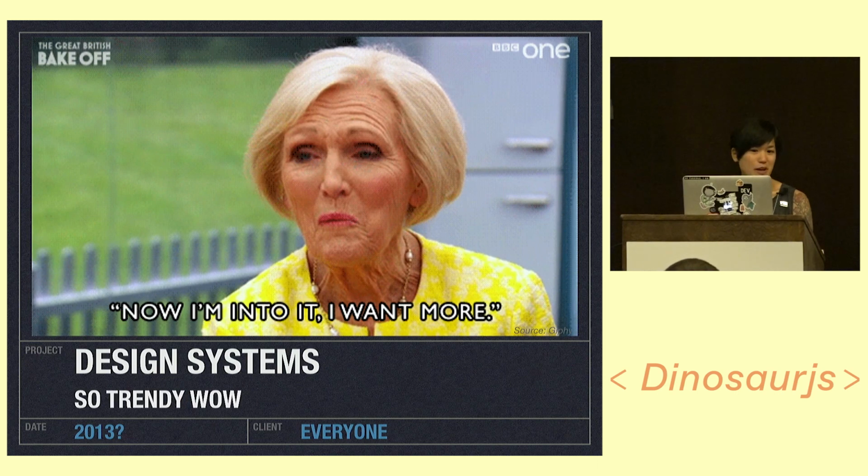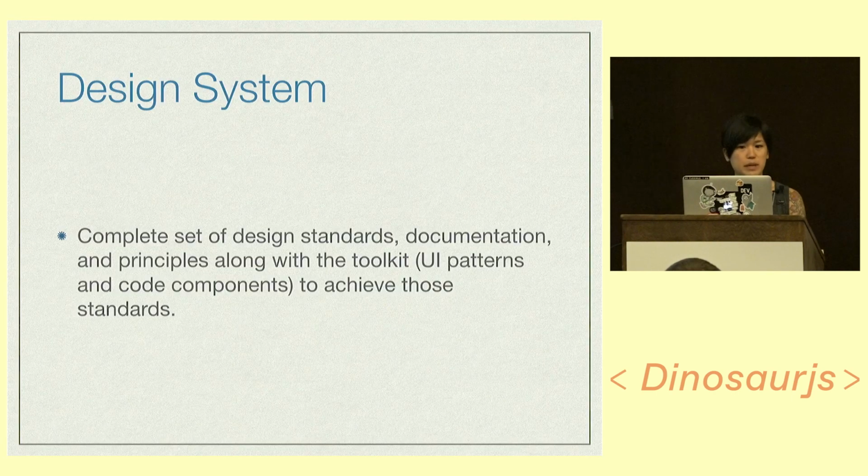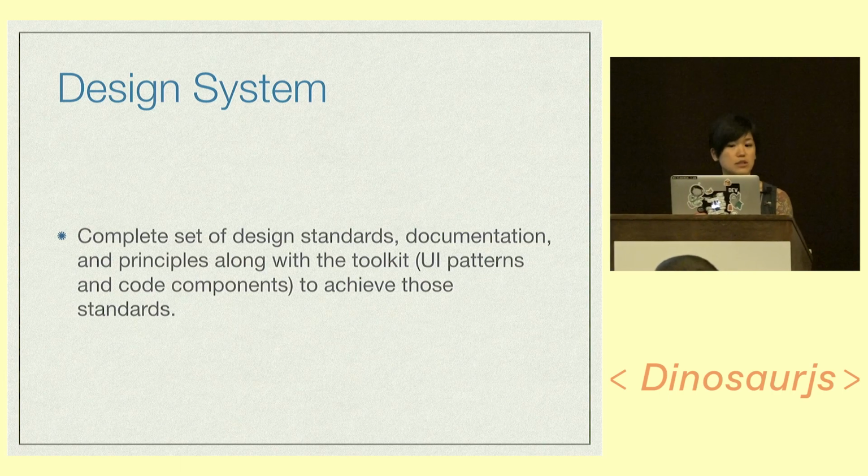So Brad Frost coined the term atomic design in 2013. So I'm kind of guessing design systems started to become popular around that time. But honestly, I can't really say. But UXPin defines a design system as a complete set of design standards, documentation, and principles along with a toolkit. And that toolkit may be UI patterns or code components, and those are to achieve those standards.